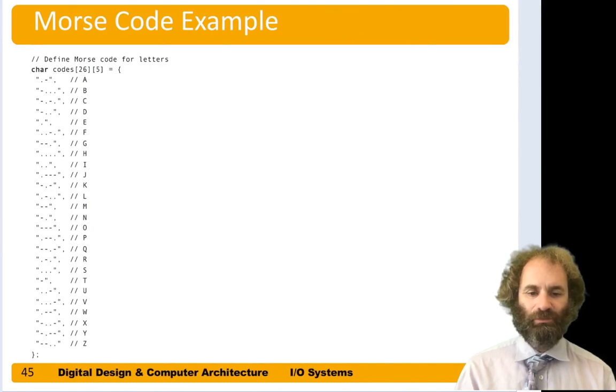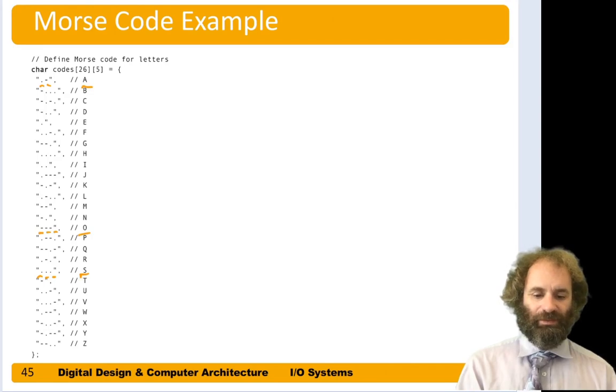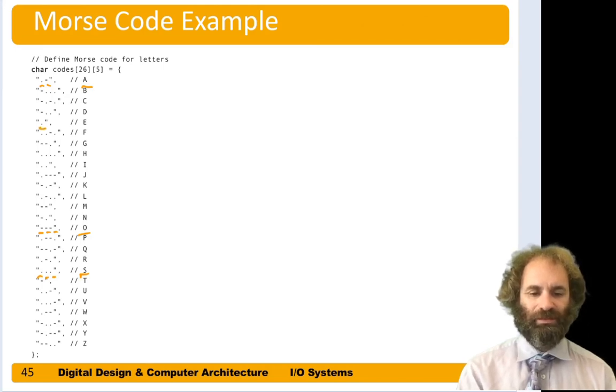Now, let's define the Morse code for letters. So you might remember Morse code is a series of dots and dashes, where a dot is a short pulse and a dash is a long pulse to spell out letters. So the letter A is a single dot followed by a dash. The letter S is dot, dot, dot. The letter O is dash, dash, dash. So we define that for all the characters in the alphabet, and you'll see that certain characters have different lengths than others. For instance, E is a single dot because it's such a common letter that it was assigned a short code.